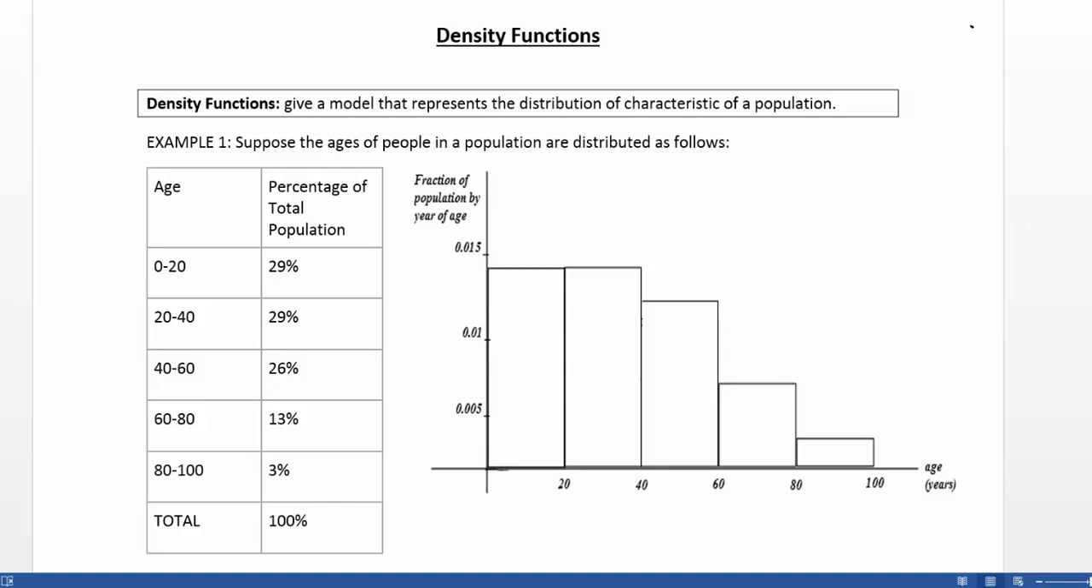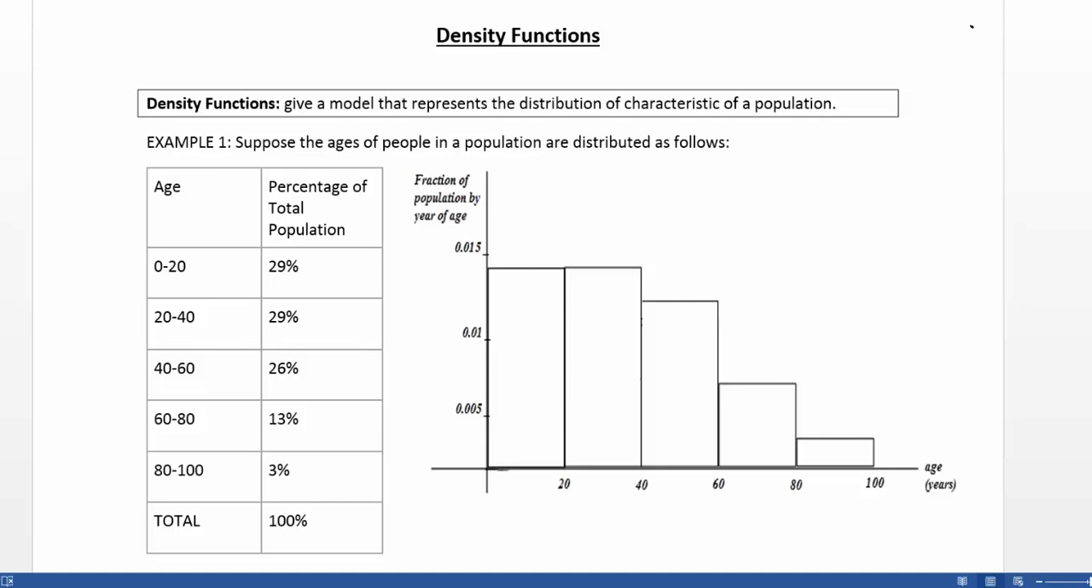In this population, people are grouped in ages with 20-year spans. Everybody from age 0 to 20 is grouped together, then 20 to 40, 40 to 60, 60 to 80, and 80 to 100. In the second column, you'll see the percentage of the population that fits this characteristic. So 29% of the population is ages 0 to 20, 29% is 20 to 40, 26% is 40 to 60, 13% is 60 to 80, and 3% is 80 to 100.